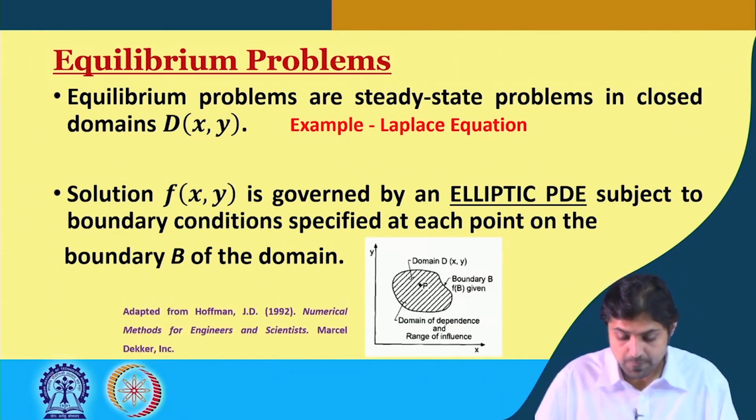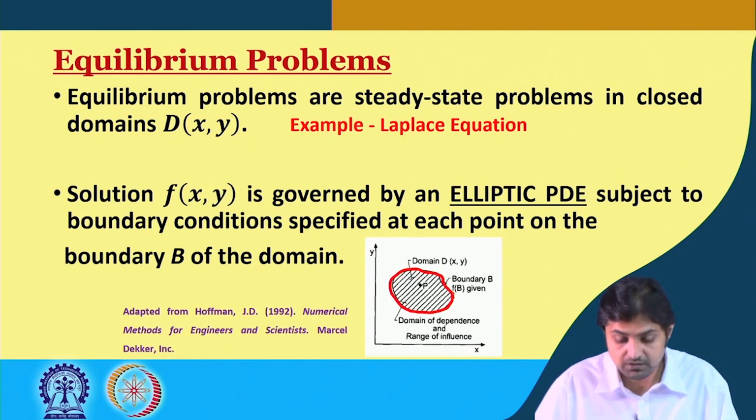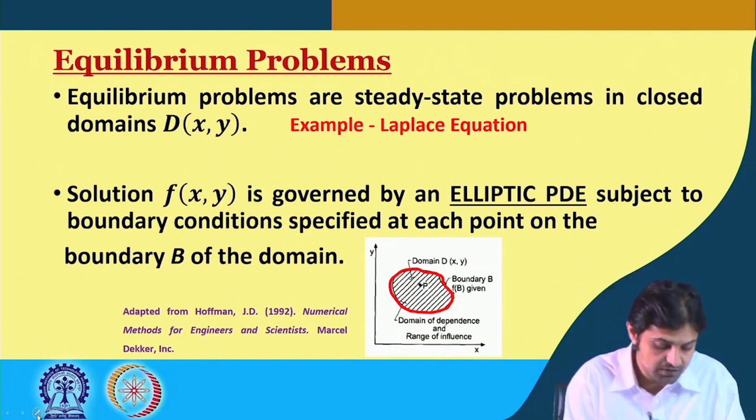Something like this. So, if this is the figure, you see because this is an elliptical PDE, the domain of dependence and range of influence are the same, all the domain, and this is the boundary. So, we should be able to supply the boundary conditions at all the points, which is denoted by B here.